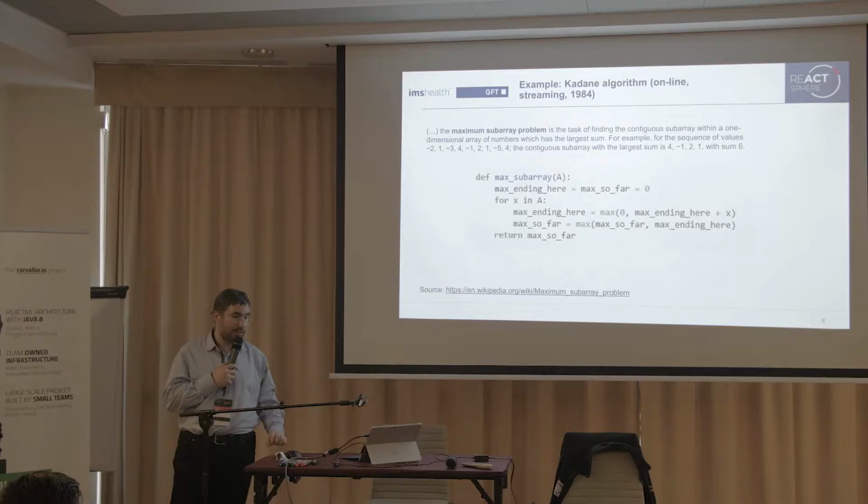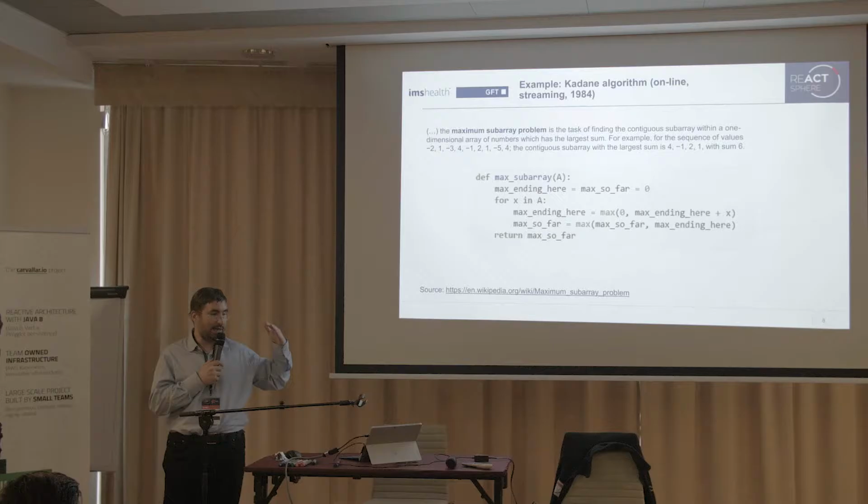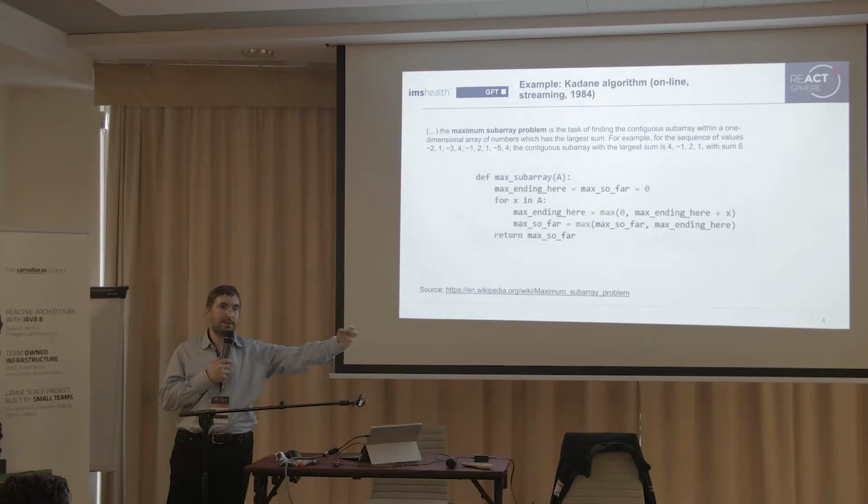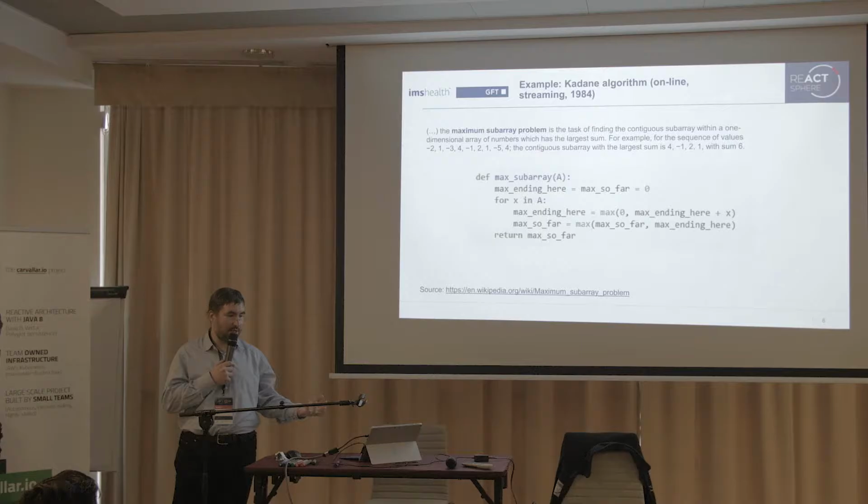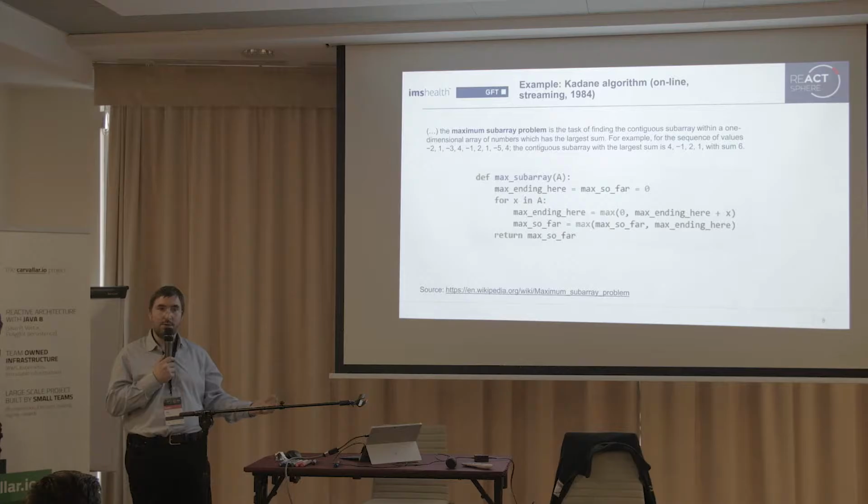So you process data as they come, you register the max ending here at the moment, and max so far. For each element you get, max ending here will be the maximum of zero and max ending here plus this element. So you try to put this element on, and max so far would be the max I got this far and max ending here. And this is it. Quite straightforward, right?